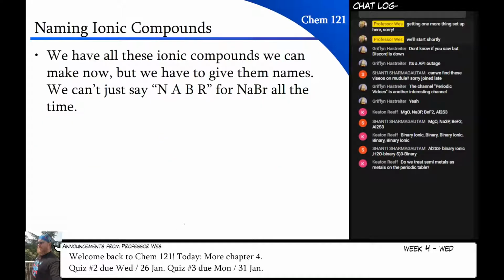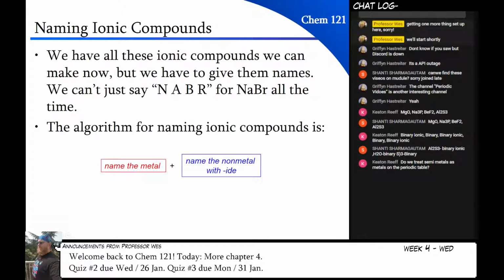All right, so we're going to start giving names to stuff. You can't just pronounce the letters in sequence. So that's not a thing that you can type into Canvas, for example. If I say, what's the name of NaBr, and you type in NaBr, it'll mark it wrong, obviously, because these things have names. So we're going to use an algorithm, and the algorithm is shown on the screen below, and it is deceptively simple. You're going to name whatever the metal is, and you're going to name whatever the non-metal is, but stick "ide" on the end of it.